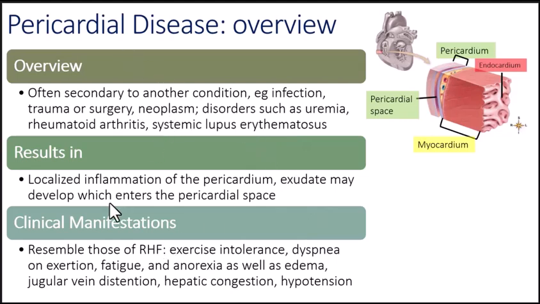Those with pericardial disease can have clinical manifestations that resemble right heart failure. Exercise intolerance, shortness of breath on exertion, feeling very fatigued, losing weight, edema or swelling throughout the body. If there is a backup into the venous circulation, that's where we would see edema, jugular vein distension, congestion of organs such as the liver, and lower blood pressure. Pericardial disease will impact the heart's ability to function properly.